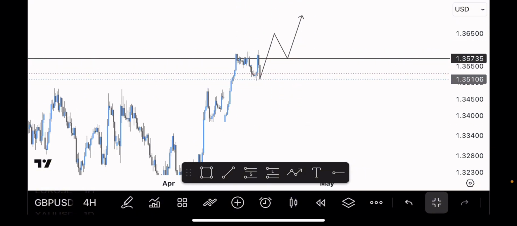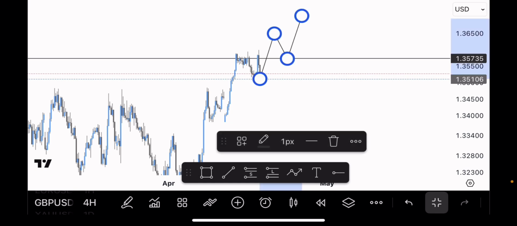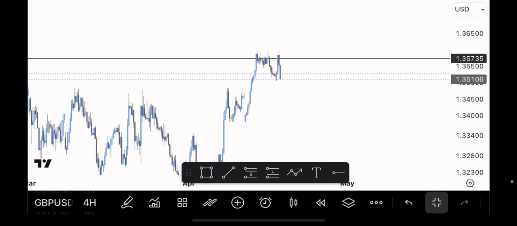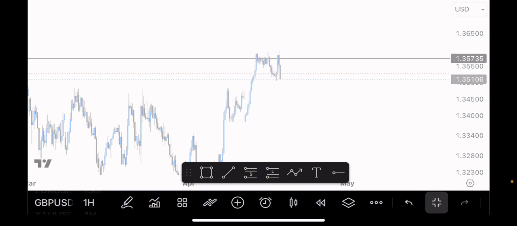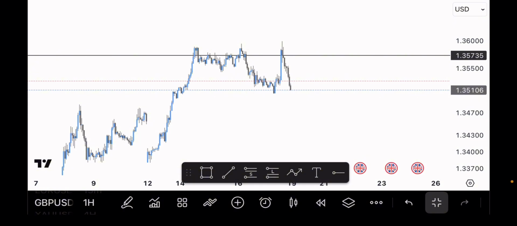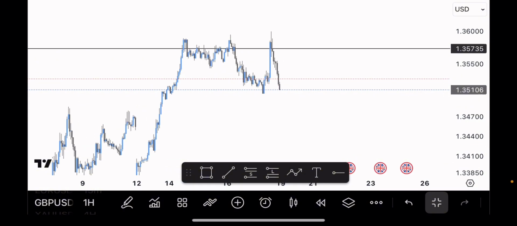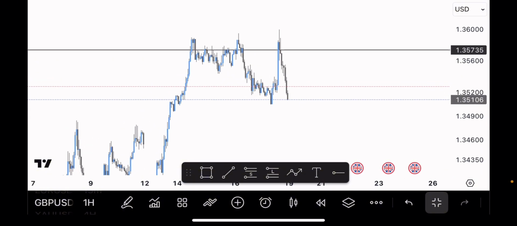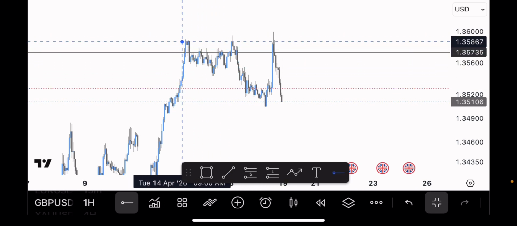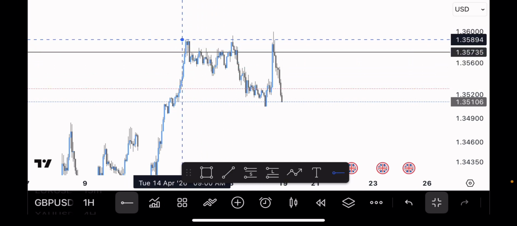So we finish our daily and 4-hour market analysis. Now we are scaling to the H1 time frame to see what is happening, to confirm whether the market is about to go to the downtrend or continue its bullish structure. The market already gave us a clear triple top at this level.